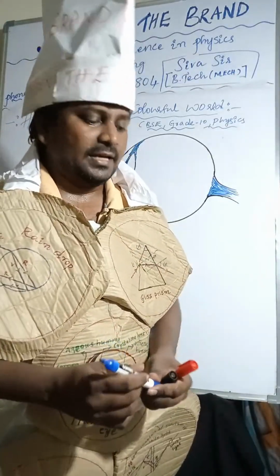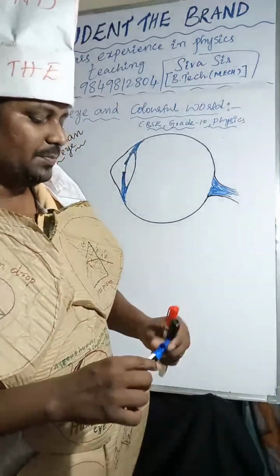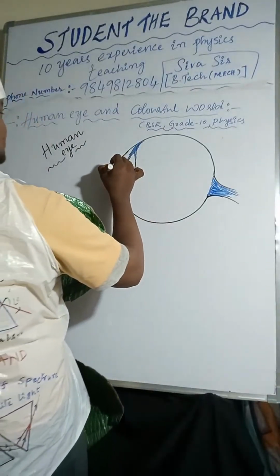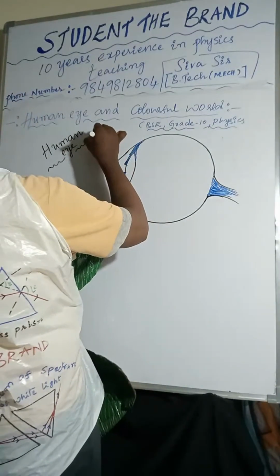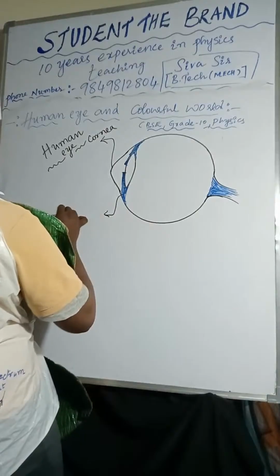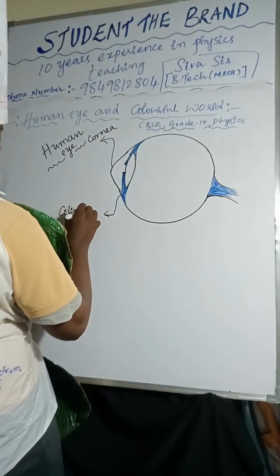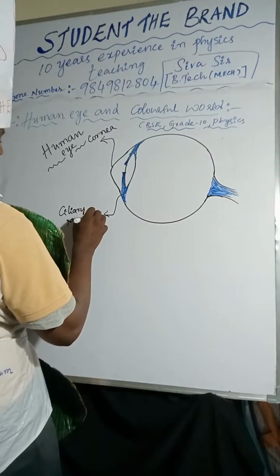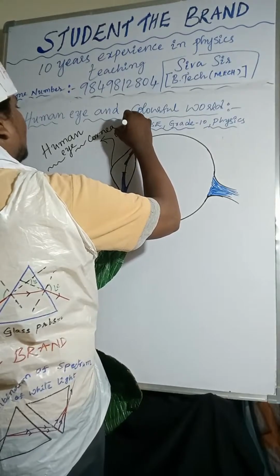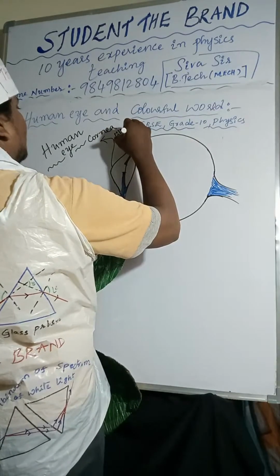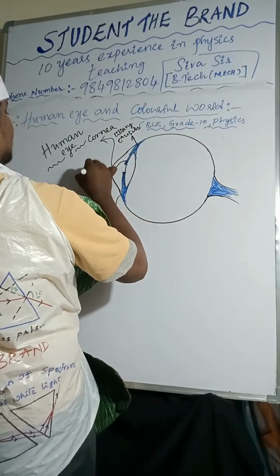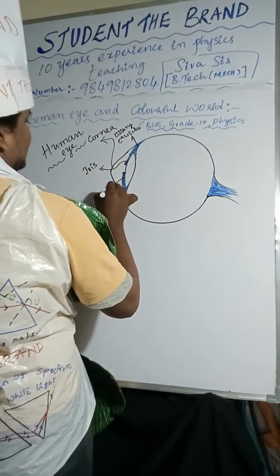Okay, so here I'm considering this portion, whatever the portion is there. This front portion is called cornea, and this portion is called ciliary muscles. Okay, and here also ciliary muscles only. So in the textbook they given like this, they extended. So we can take like this also. Ciliary muscles, and this bottom portion is iris.